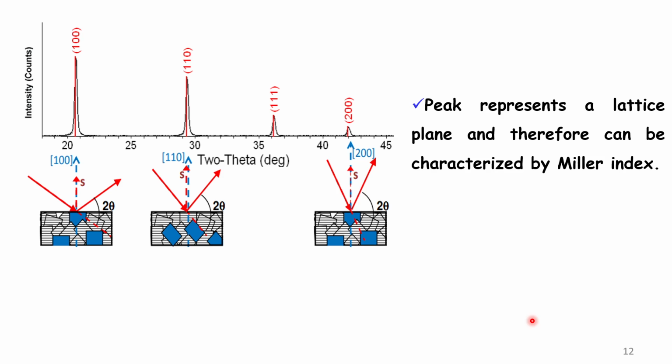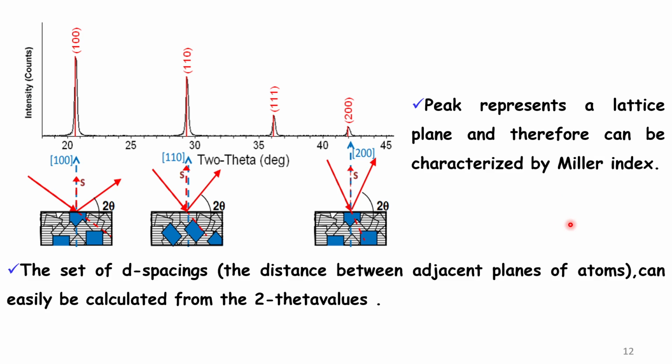After recording the intensity from the diffracted beam, we observe the different peaks if we plot the graph of the intensity against 2 theta. These peaks represent the lattice planes and can therefore be characterized by the Miller indices. These different peaks correspond to the different orientations of the planes, and due to that they can be characterized by the Miller indices.